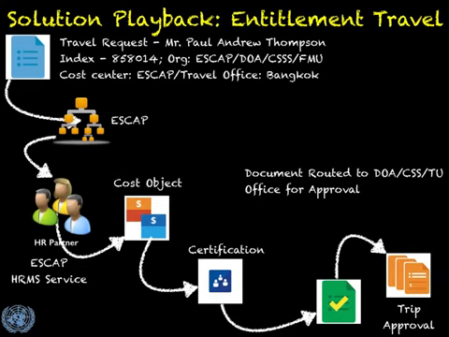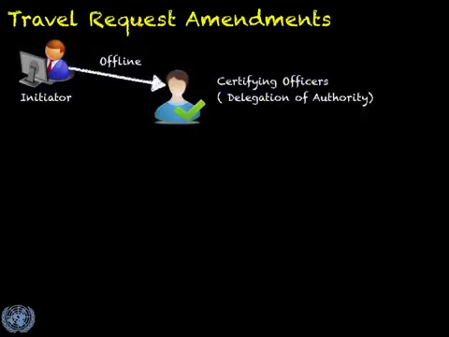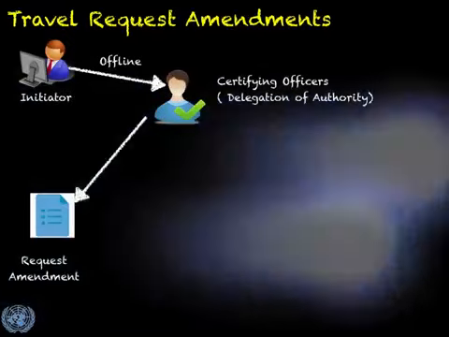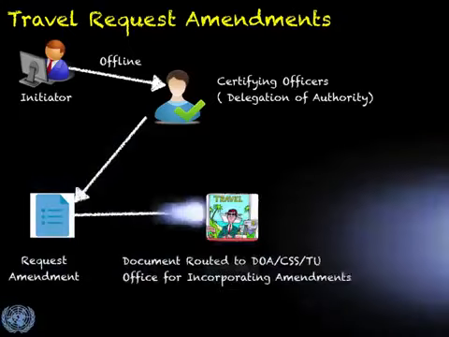What happens if the travel request requires an amendment? The amendments have a little bit of a twist. The initiator who wants to change the approved travel request has to communicate offline with the certifying officers the necessity for the change or the amendments. The amendments could be itinerary amendments, or amendments which result in changes in the costing. So the certifying officers, based on the delegation of authority, are the people who will initiate the amendment in the system, and they do the requested amendments.